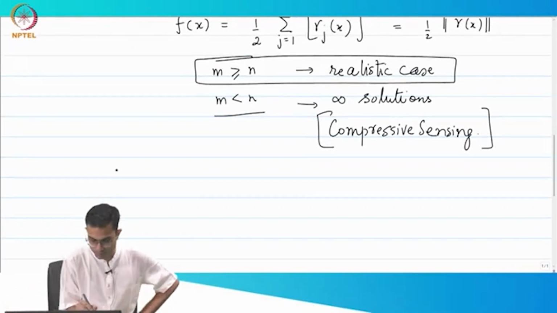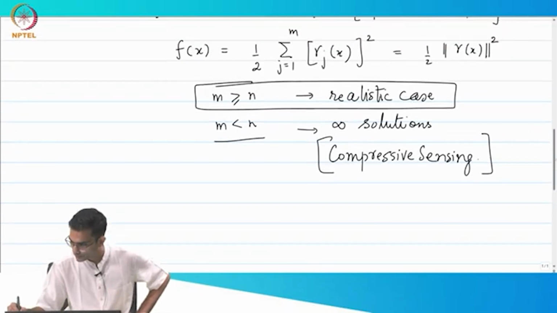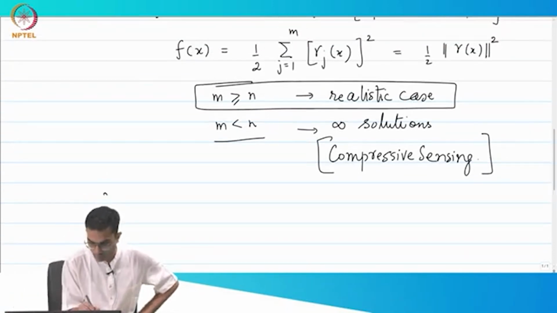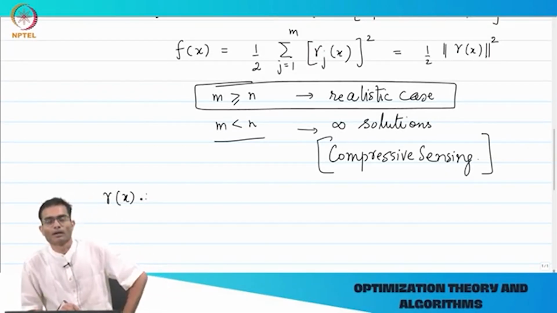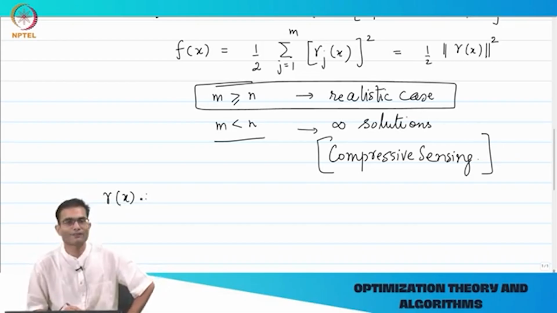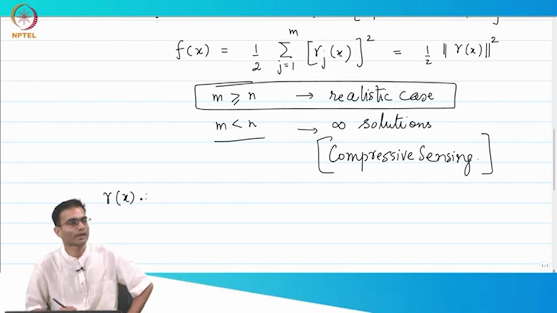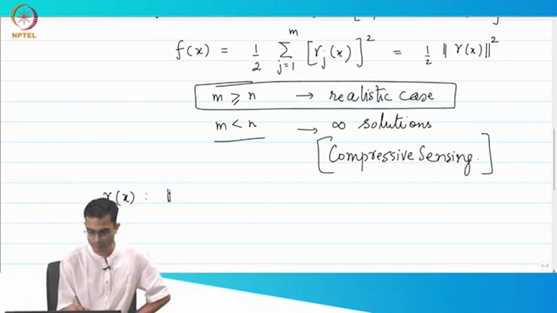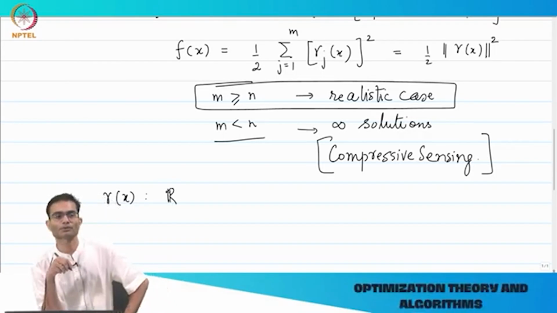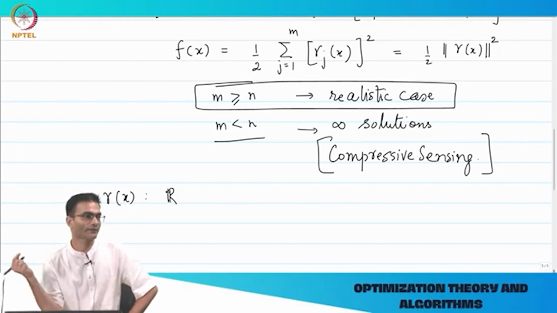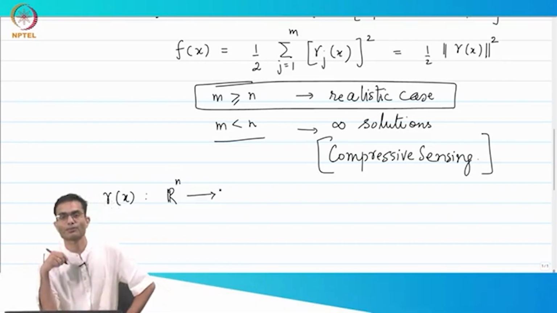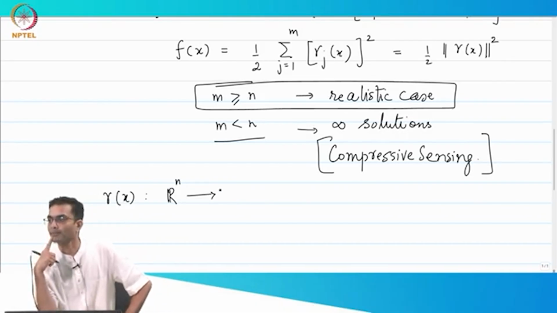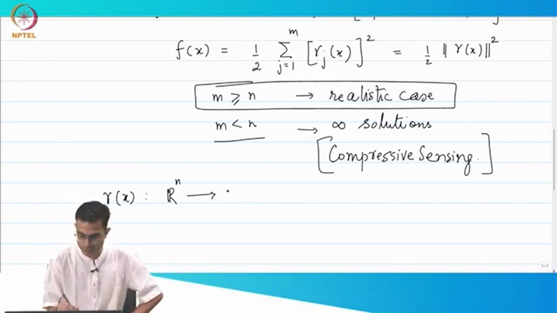So let's look at these two objects over here. I have r(x) at the top. Is r(x) like a function also? Does it take an input and give an output? What is the dimension of the input? n. The n-variable x enters into this. What comes out of it? How many measurements do we have? m, right? So it's a vector.